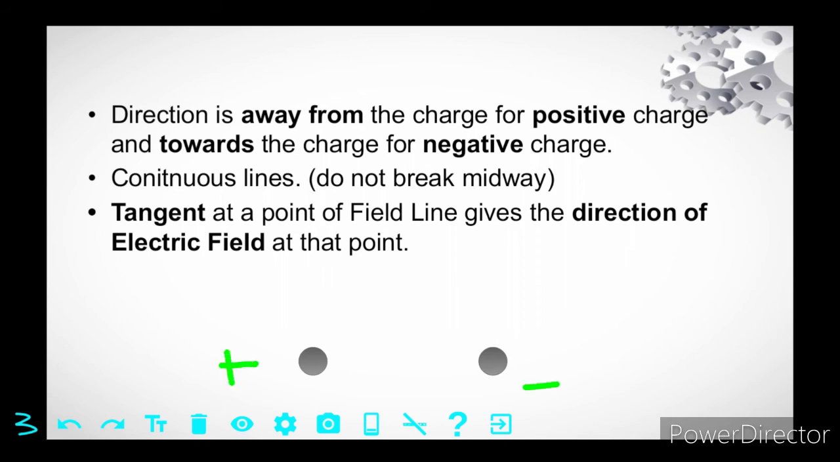For a positive and a negative charge, we get an electric field line in this way. Say we need to find the direction of the electric field at this point. Then we just draw a tangent at this point. This direction, the tangent at this point, is the direction of the electric field at this point. Alright, let's move to the next slide.